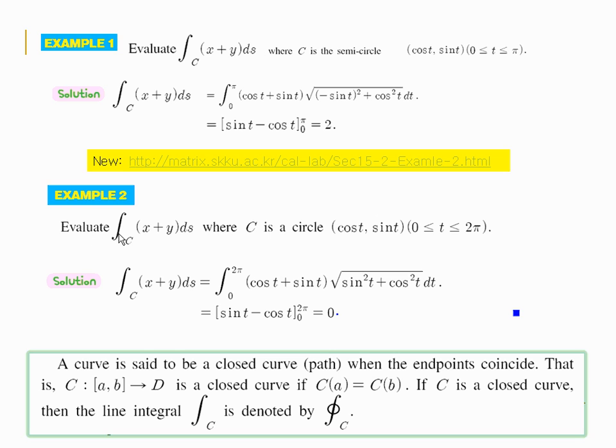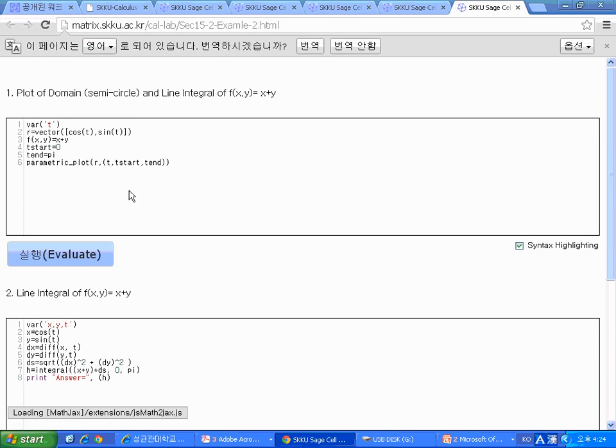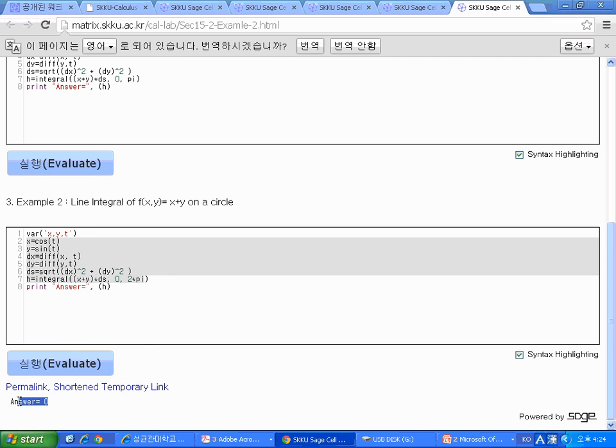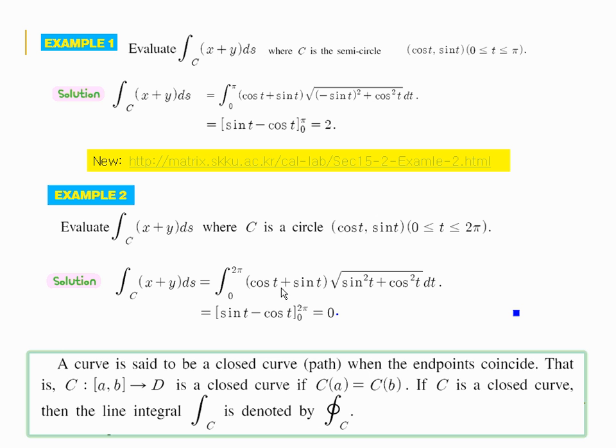Next, evaluate the integral of x plus y ds on the whole circle, cosine t, sine t, from 0 to 2 pi. What will be the answer? This is the same integral, exactly the same thing, from 0 to 2 pi instead of pi. Then what will be the answer? This is a closed interval, which gives us 0 as an answer, as you get by your computation.